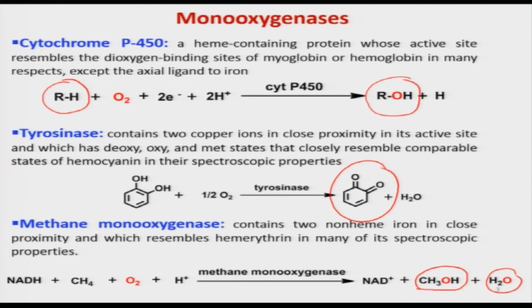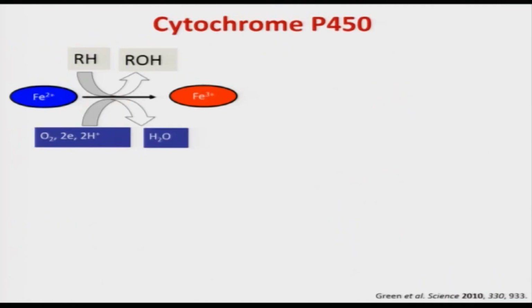In addition to these 3, there are also a large number of monooxygenase enzymes known today, which contain non-heme iron or copper ions, sometimes even manganese. So, I am not going to discuss all in detail because of time shortage, and today I am going to discuss one of these very popular monooxygenase enzymes, cytochrome P450.